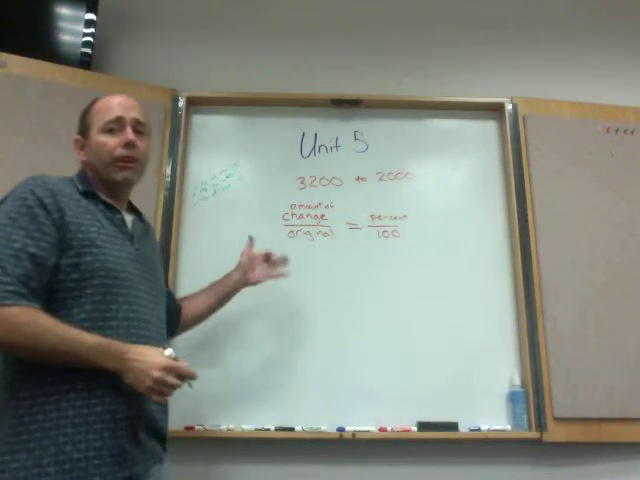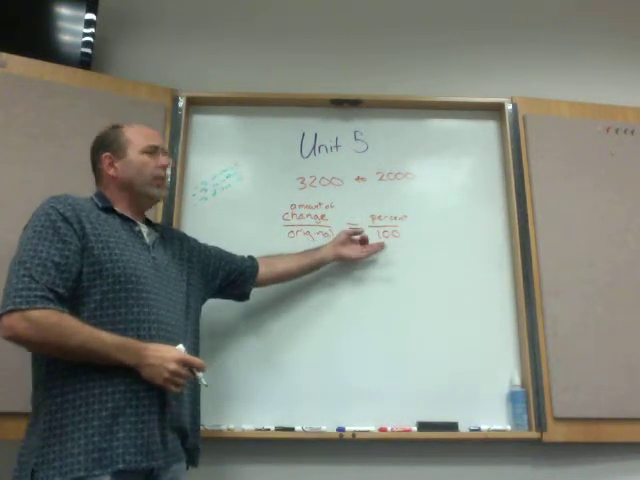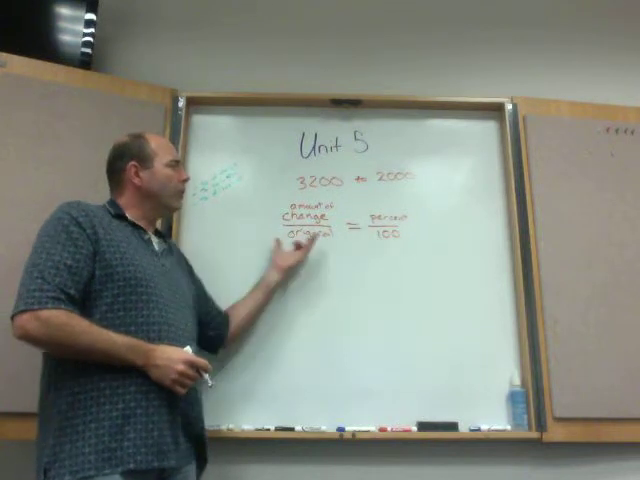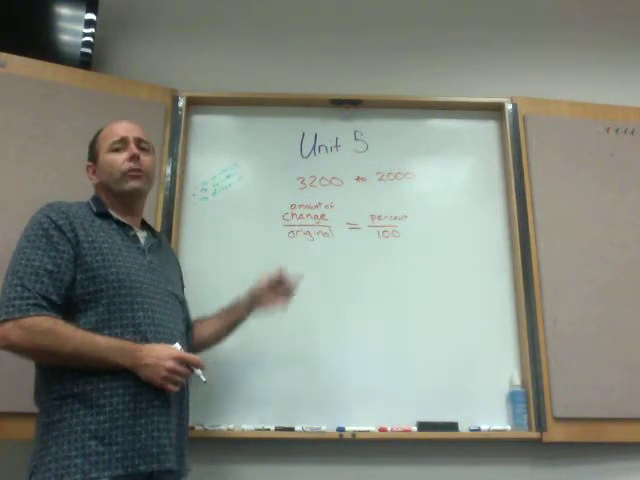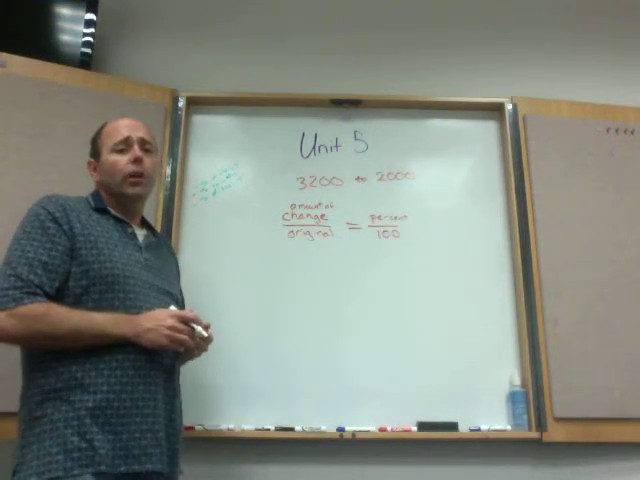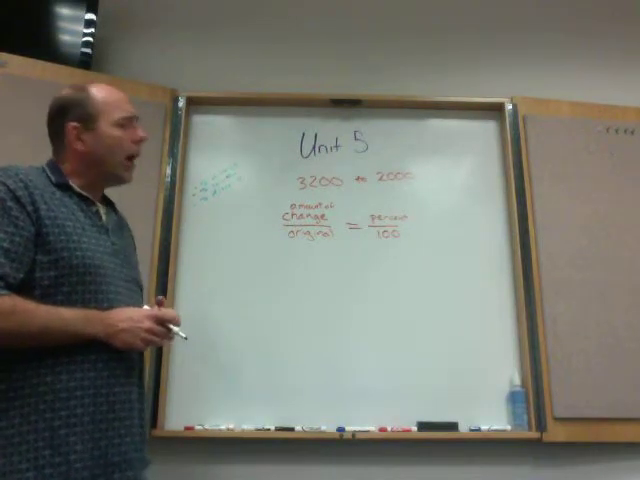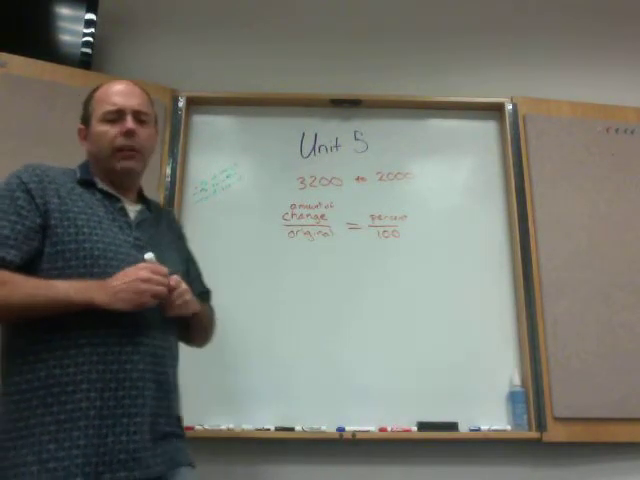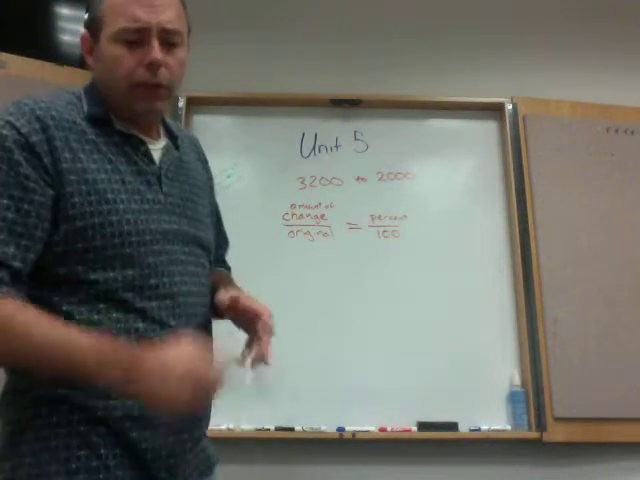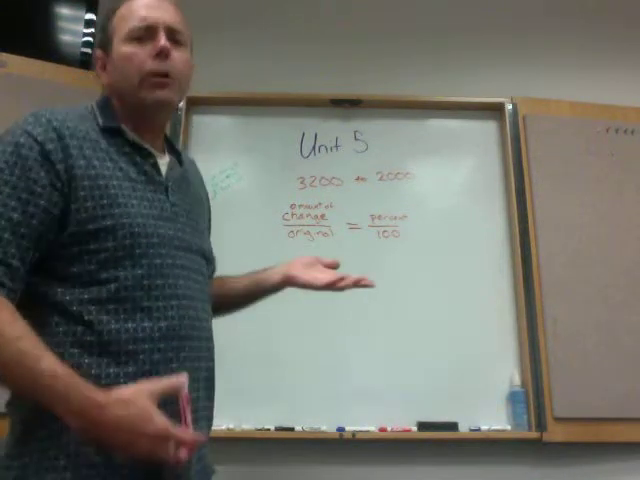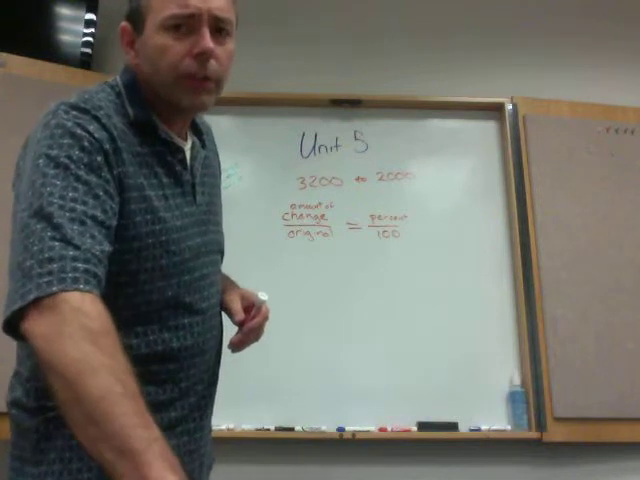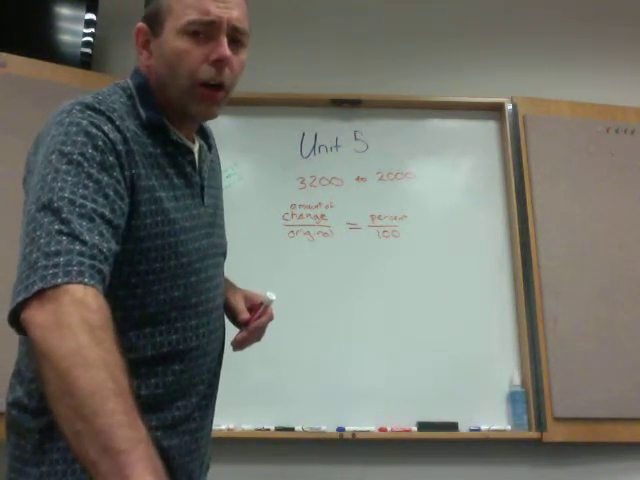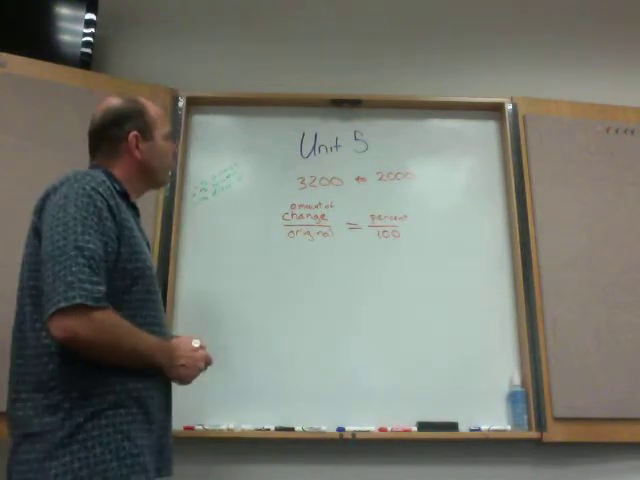So as you can see, it looks very similar. In fact, you may prefer to keep this on the left side so it's more similar to what you're used to working with. Your book does put it in this direction, and that's fine. We can do it either way. You think of them as two equal fractions, equivalent fractions, and all we have to do is solve for an unknown.